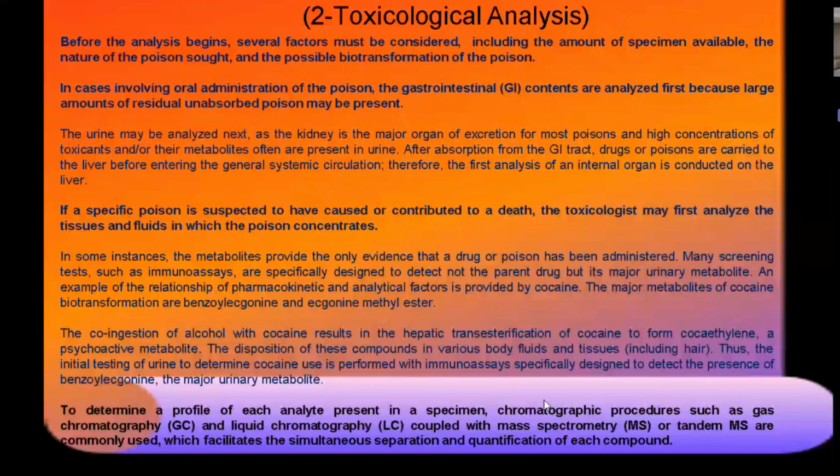Urine is analyzed next because the kidney is the organ of excretion and a high concentration of toxicant might have gone into the urine itself. Then it goes to the liver and gets into the general circulation, so we should analyze the liver then. If we are suspecting a specific poison or toxin which has contributed to the death, the toxicologist will analyze those fluids and tissues in which we think it is the way of metabolism or the way of excretion. These tissues should be collected and we can test for it.